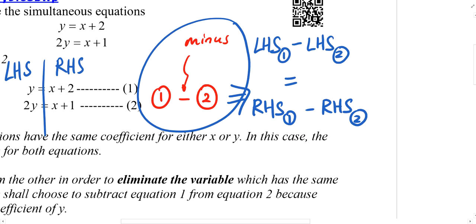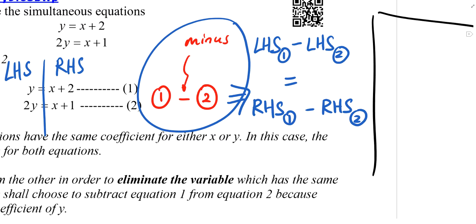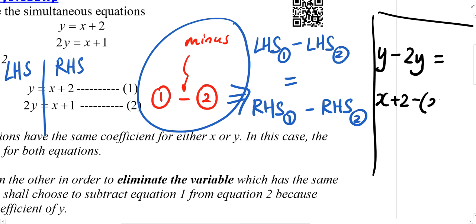When I subtract, what do I have for the left-hand side for equation number 1? y. Minus the left-hand side for equation 2, which is 2y. This is supposed to be equal to the right-hand side for equation number 1, which is x plus 2. Then minus, do I need brackets? I'm subtracting the whole right-hand side for equation number 2, minus x plus 1. Now I have an equation.